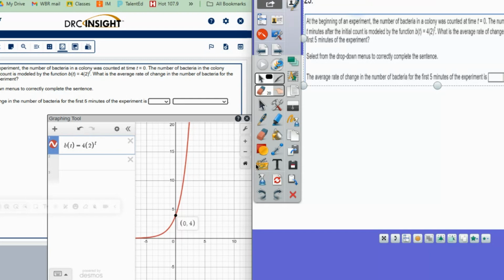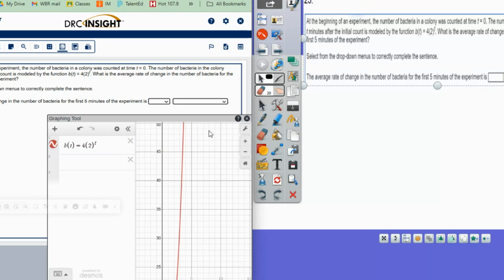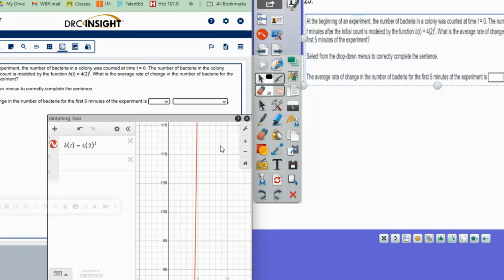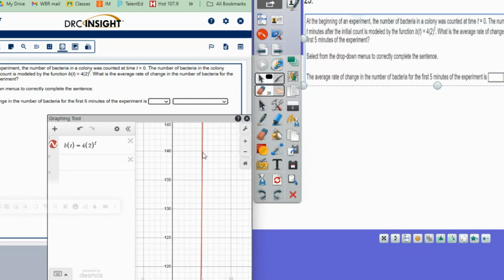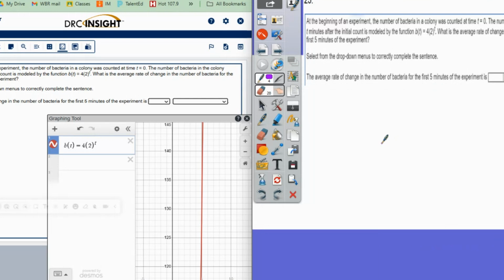Okay, all right, so let's look at this. So the first point I see is 0, 4. I now want to see when the x is 5, what that output is. When x is 5, and we might have to zoom out a little bit, my y is 128. So 0, 4, and 5, 128 are the 2 points that I have.